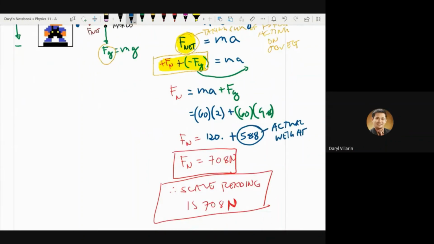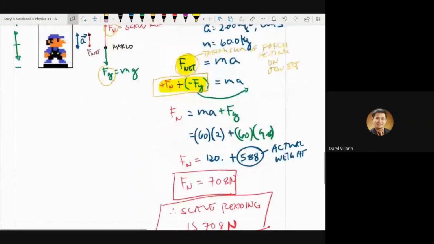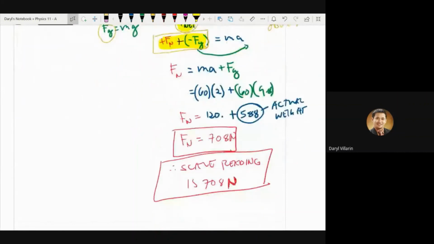But since the elevator in which you are, along with the scale, is accelerating, you could actually feel that the top of the scale will be pushing hard. You can feel that in your feet, that somehow someone is pushing you harder. So the harder the push, that means that there's an increase in the normal force.